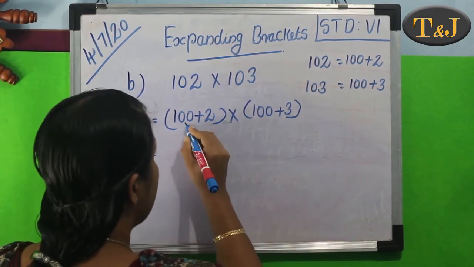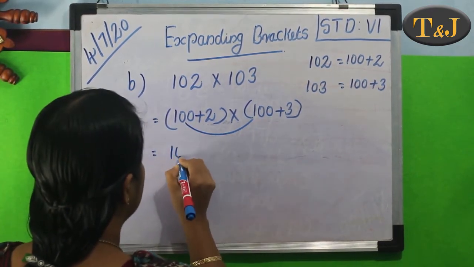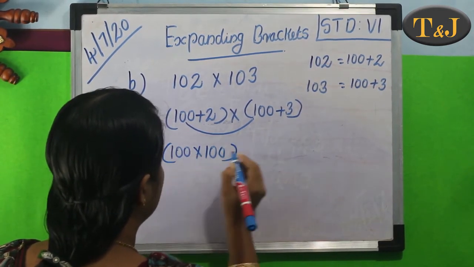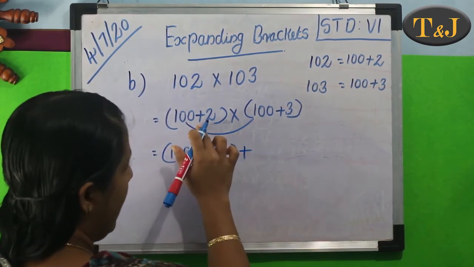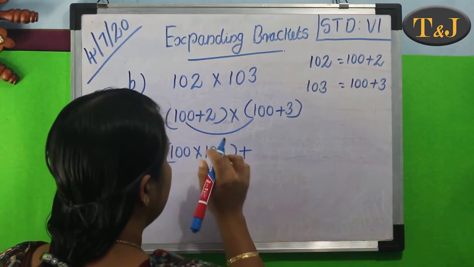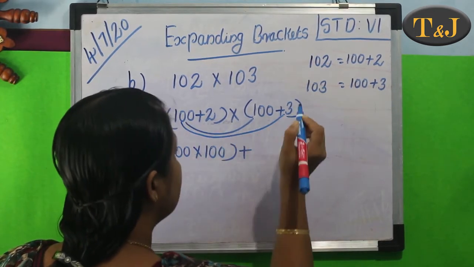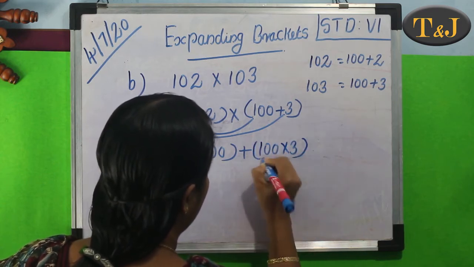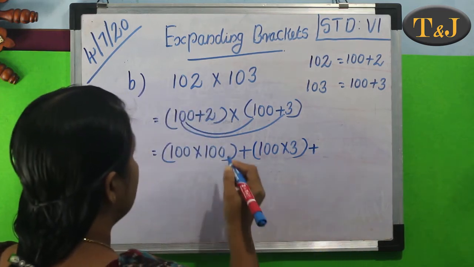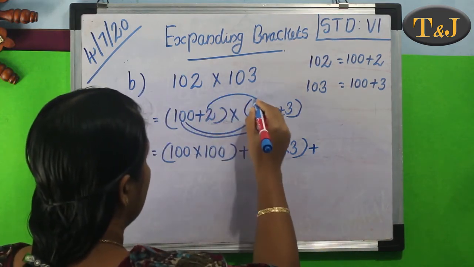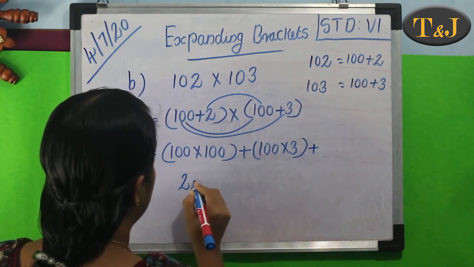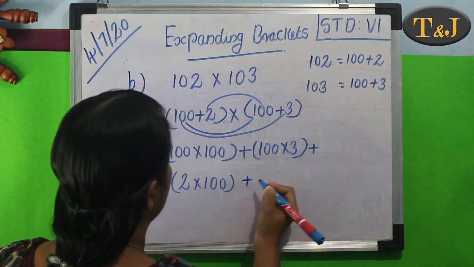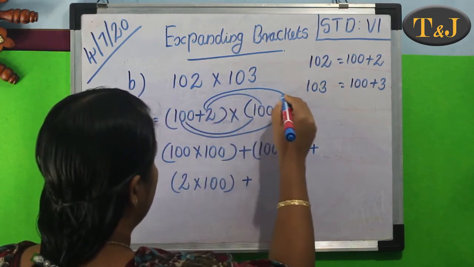Okay, first we multiply 100 and 100, that is 100 multiply 100. Then put plus sign. Next we multiply 100 multiply 3, and also put a plus sign. Next we multiply 2 and 100, that is 2 multiply by 100, then plus. Next we want 2 multiplied by 3.